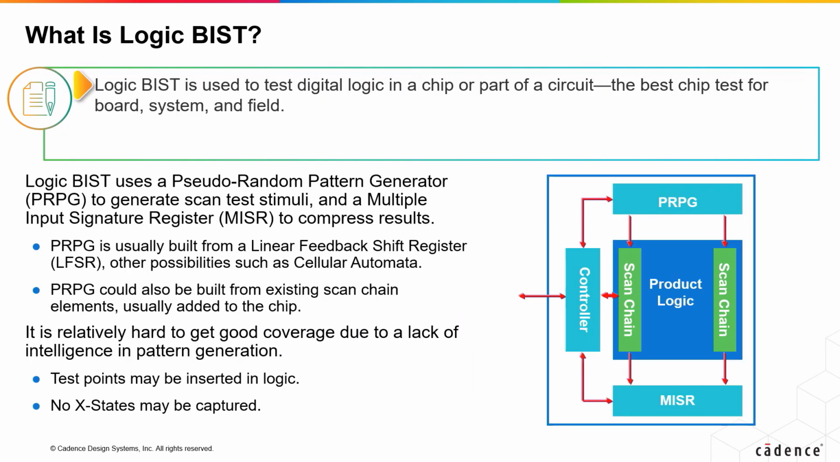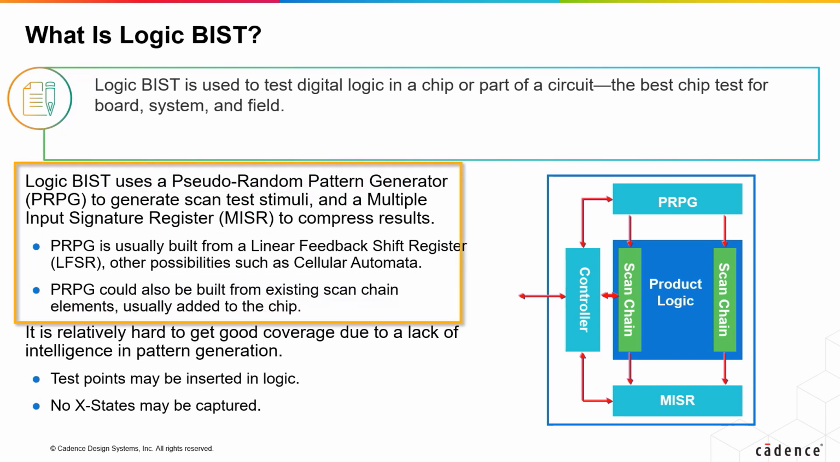To test digital logic in a chip or part of a circuit, logic BIST is used. It is the best chip test for board, system, and field. Logic BIST uses a pseudo-random pattern generator, PRPG, to generate scan test stimuli, and a multiple input signature register, MISR, to compress results.